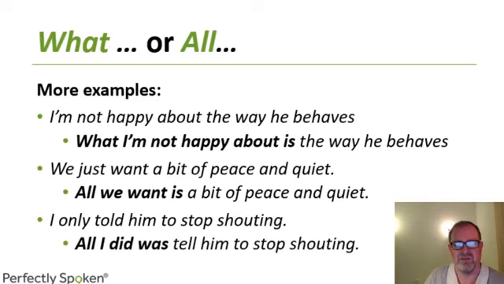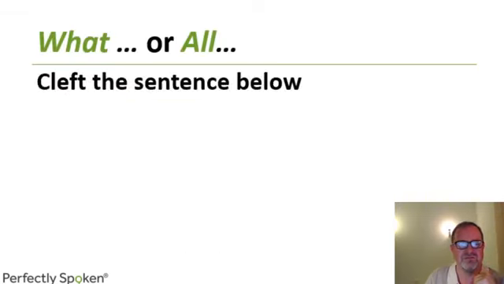When you have an action like stop shouting, to tell him, we have to use an auxiliary verb. So in this case, I told him is in the past, so we use the auxiliary did. All I did was tell him to stop shouting. You're emphasizing a verb. Okay. So here is another example for you.